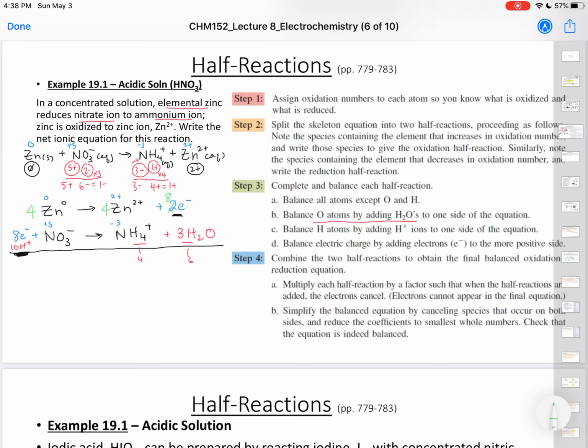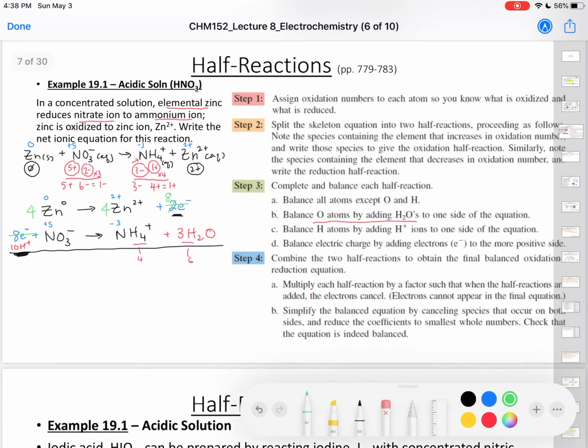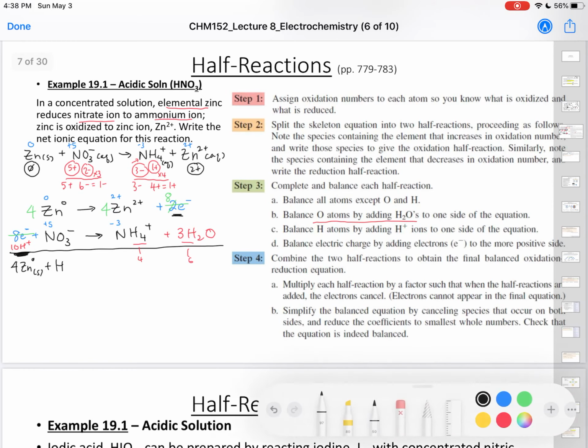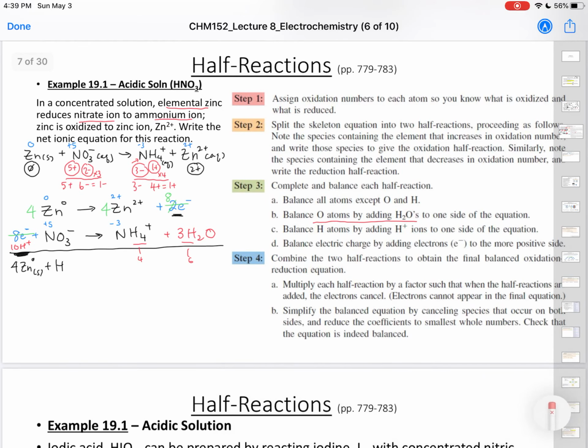So really, that means that your electrons cancel out. Okay, it brings everything back down. So now let's bring everything down. You've got your 4 zincs. Okay, you've got your 10 hydrogens. Oh, already 10.